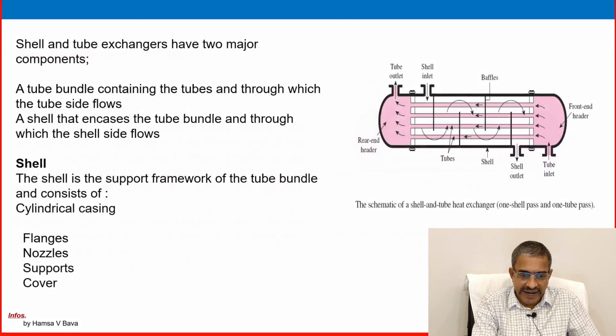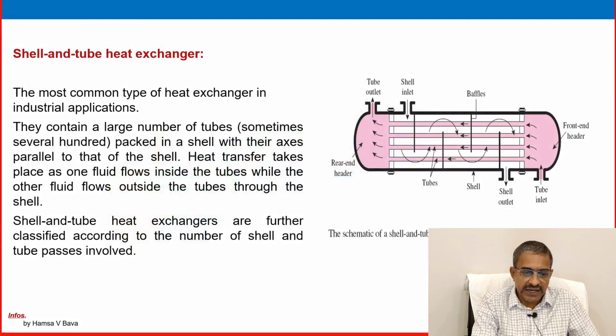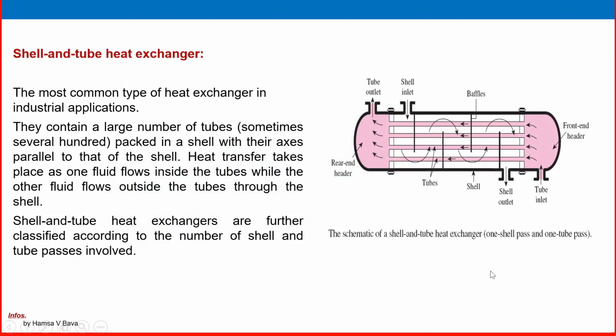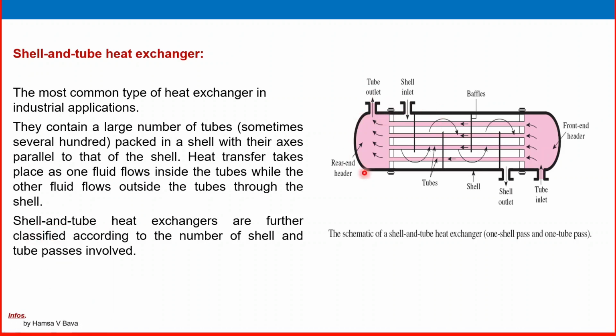So a 3D picture is shown here, a shell and tube heat exchanger. Let us see how it is working. Shell and tube heat exchanger is the most common type of heat exchanger in industrial applications. They contain a large number of tubes. You can see here, I can take my laser pen. Yeah, here you can see this one.